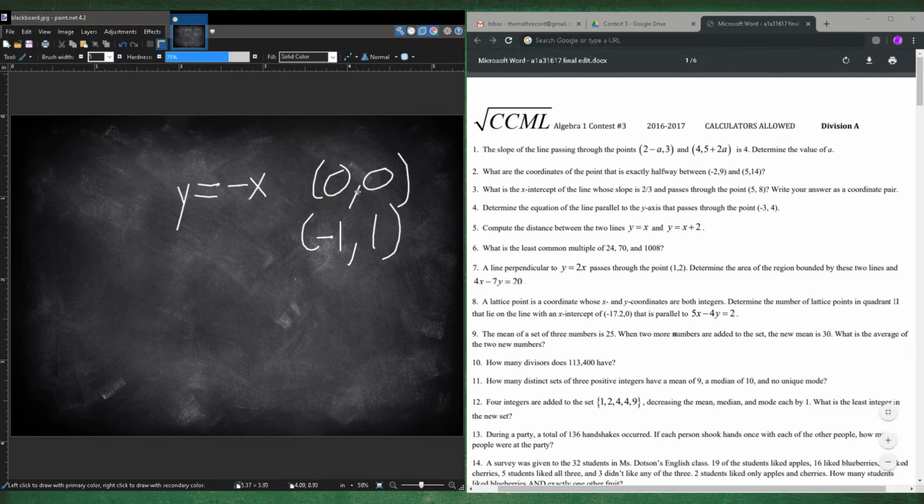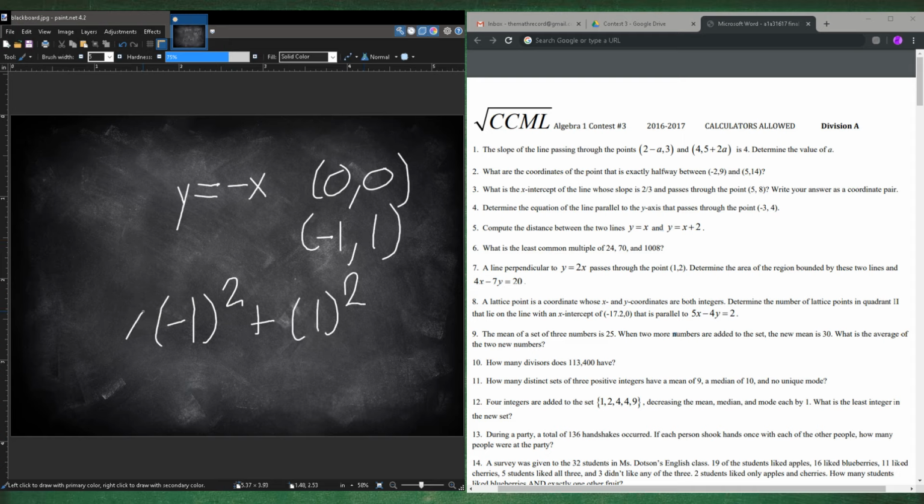So the distance formula: negative 1 minus 0 is negative 1. Square that. Plus 1 minus 0 is just 1. And square that. Then square root the entire thing to get the distance. So that's 1 plus 1, which is basically just 2. So it's just square root 2. The answer is just square root 2, the distance.